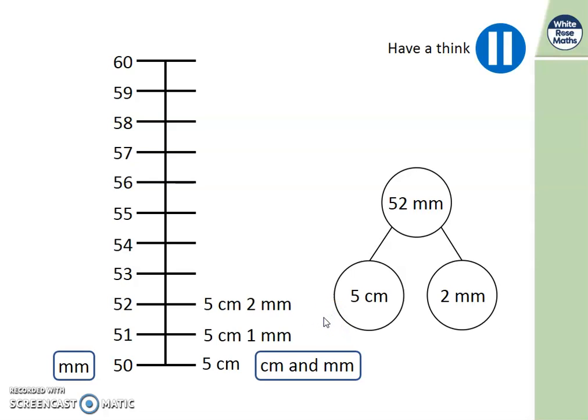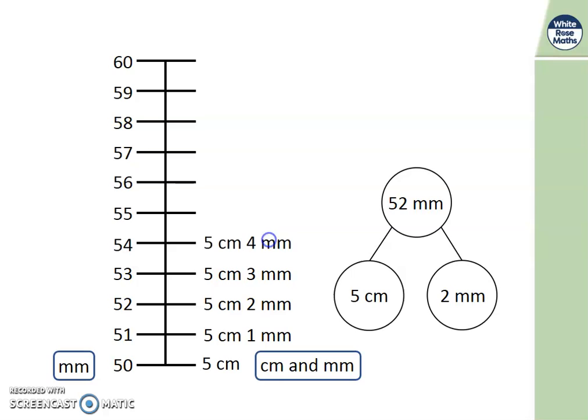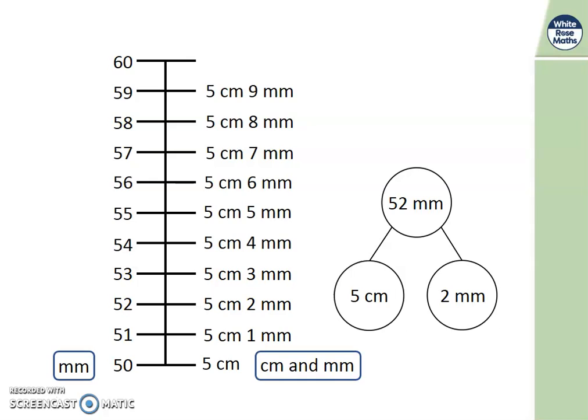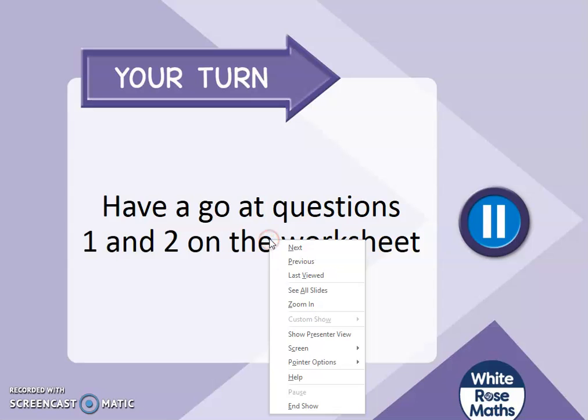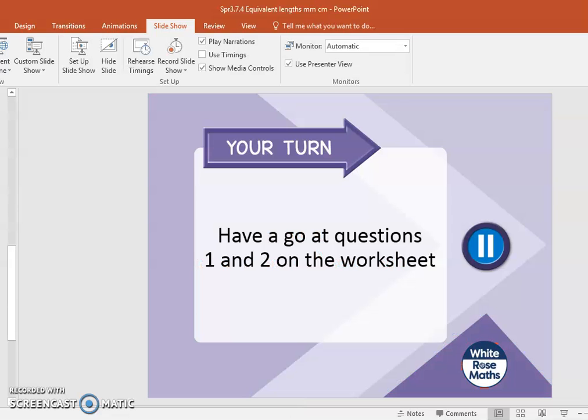Pause the video and tell out loud or write down what you think goes in the other gaps. What will happen when you get to 60? Let's see how you did. All the way up to 5 centimetres and 9 millimetres. And next? Yes, 60 millimetres would be 6 centimetres. Well done. Your turn, please, to have a go at questions 1 to 2 on the worksheet.